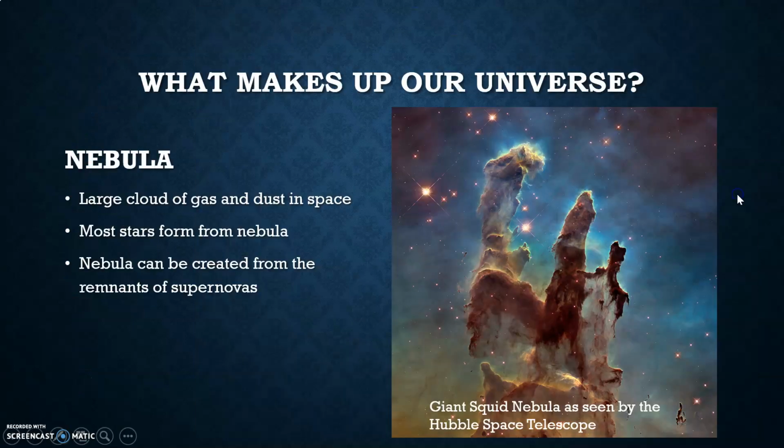So what else makes up our universe? Well, something else that makes it up is a nebula. And a nebula is a large cloud of gas and dust that's found in space. Most stars form from nebulas, and most of them can be created from the remnants of a supernova that's exploded. This is one image of a nebula that we've taken from the Hubble Space Telescope. This is the giant squid nebula because if you look closely, it does kind of give the illusion of being a giant squid.